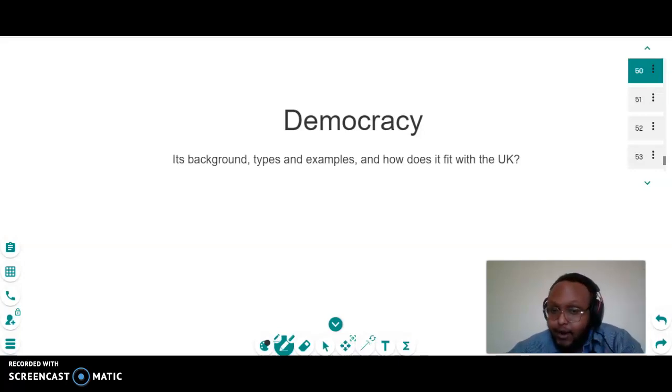Today's short lesson is on democracy. First, we will be discussing the background of democracy, what democracy is, and what democracy looked like closer to its point of origination. Then we'll be discussing some of the types of democracy, specifically looking into representative and direct democracy.